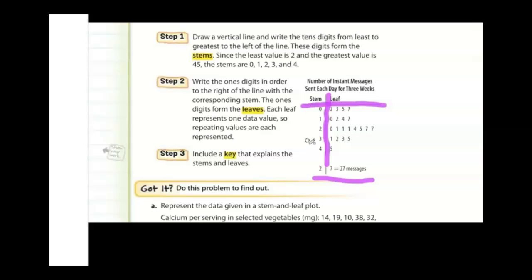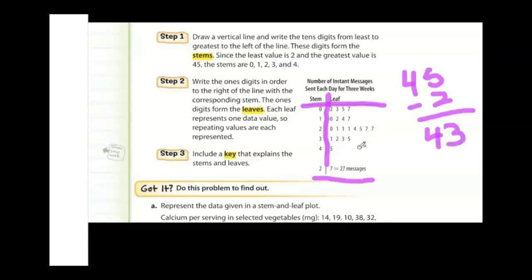So in interpreting this, we can tell that 21 is the mode because that happened the most times. The smallest number is 2. That's the number with the least value. The largest number is 45. So the range is going to be 45 minus 2. And so the range is 43.